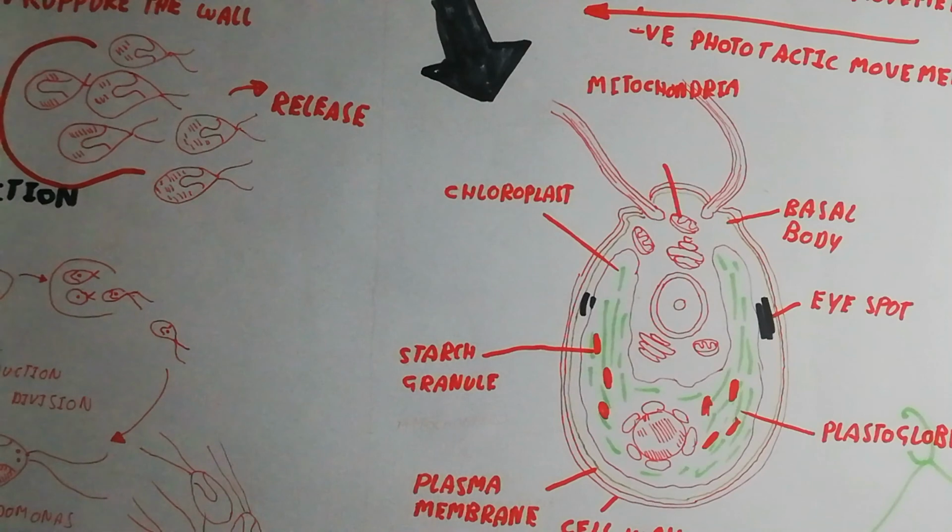I hope you make sense of that diagram and understand Chlamydomonas, which is a type of unicellular algae.